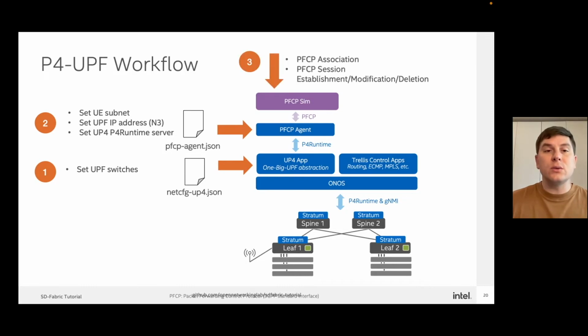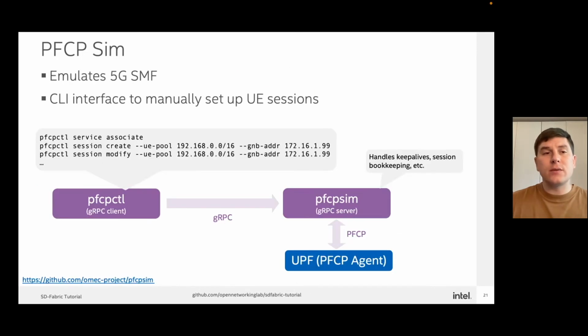So the last thing to do is to set up the necessary tunnels for UEs. To do this, we're going to use a tool called PFCP SIM to perform operations like PFCP association, as well as session establishment, modification, and deletion. In the tutorial, instead of bringing up a full-fledged 5G mobile core control plane, we use a simpler tool called PFCP SIM that is used to emulate the 5G SMF component.